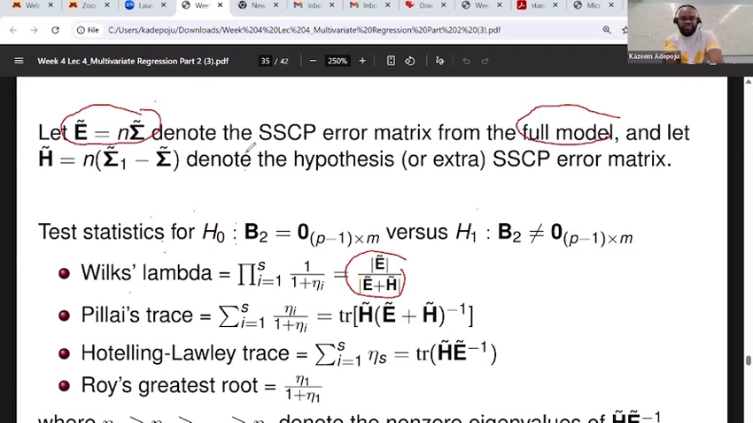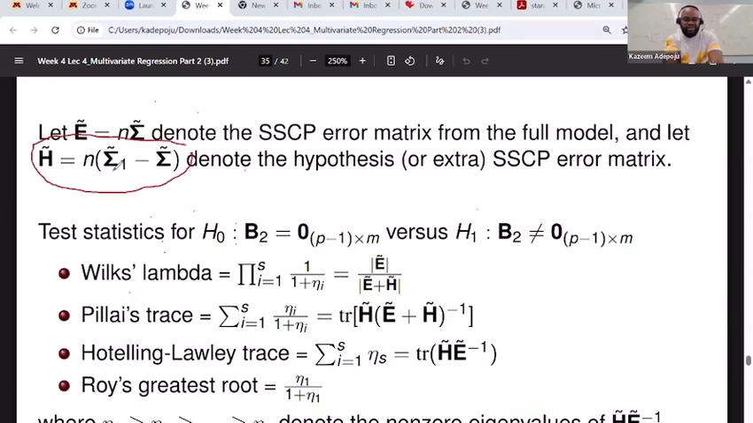That E here denotes the SSP error for the full model. That's exactly what you see. Then divided by that. And what is going to be my H? I need to pay attention. So that H is going to be this.